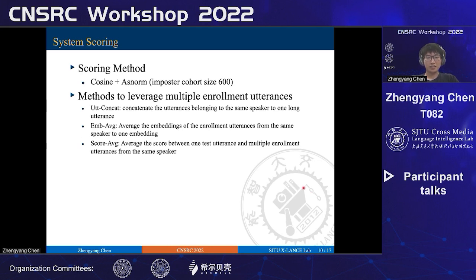Besides, we also noticed that there are multiple utterances for each enrollment speaker. We tried 3 different ways to leverage multiple utterances for an enrollment speaker. The first method is utterance concatenation. Here, we concatenate the utterances belonging to the same speaker into one long utterance. The second one is embedding average. Here, we average the embeddings of the enrollment utterances from the same speaker into one embedding. And the third one is score average. Here, we average the scores between one test utterance and the multiple enrollment utterances from the same speaker.